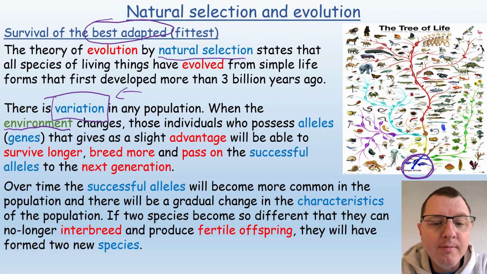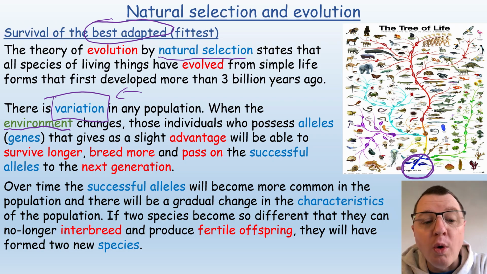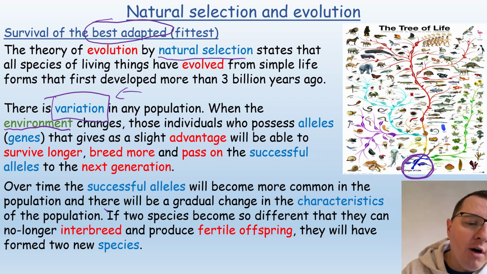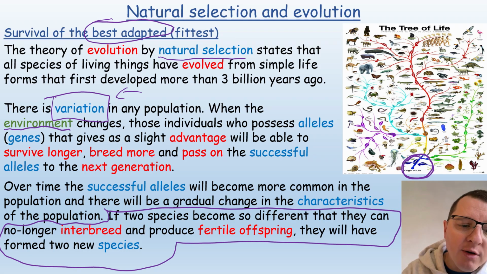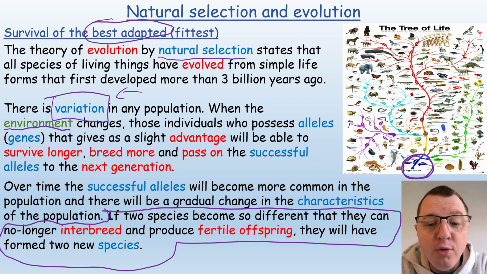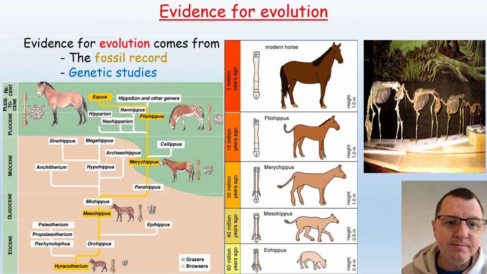Now, if two species become so different that they can no longer interbreed and produce fertile offspring, they will have formed two new species. This is our definition of a species down here. A species is a group of organisms that are so similar that they can interbreed and produce fertile offspring. If that no longer happens, then you have had a split and one species has become two species.